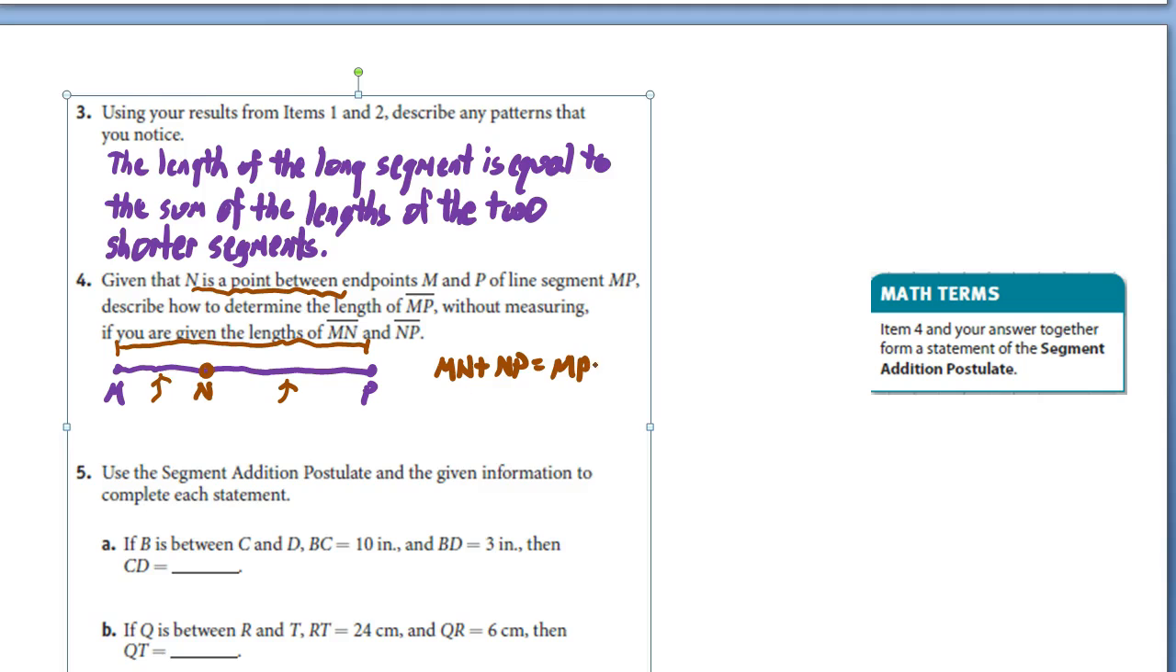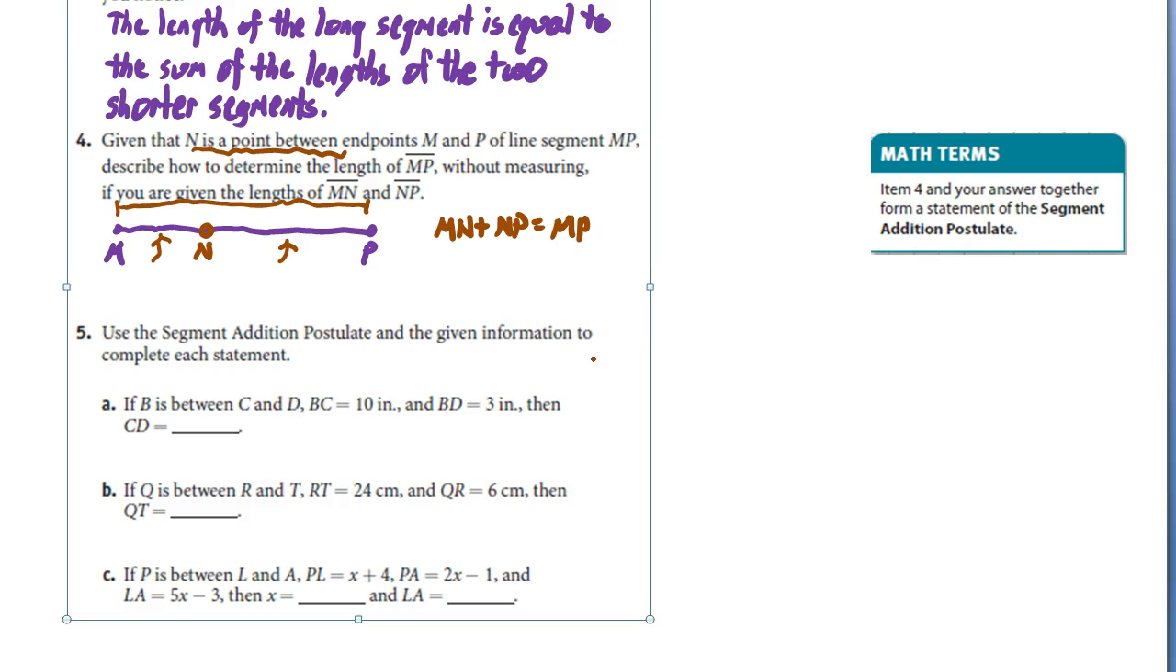Question 5. Use the segment addition postulate and the given information to complete each statement. Okay, segment addition postulate, that was one of the goals for this lesson. What is that? The segment addition postulate is this idea that we had written in purple, and in the previous question, this idea that we had expressed in symbols, that you can add together two smaller lengths to equal a longer length. That's the segment addition postulate.